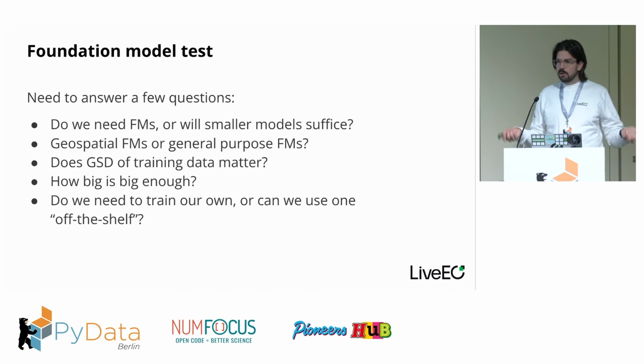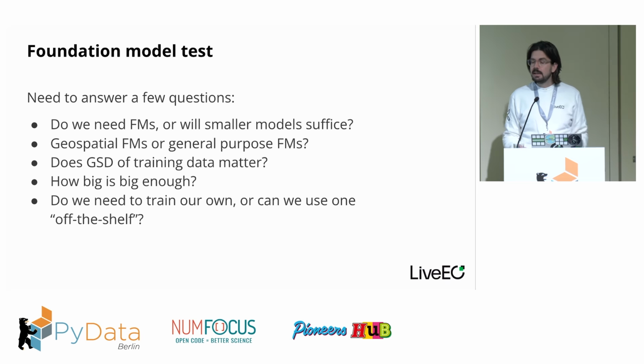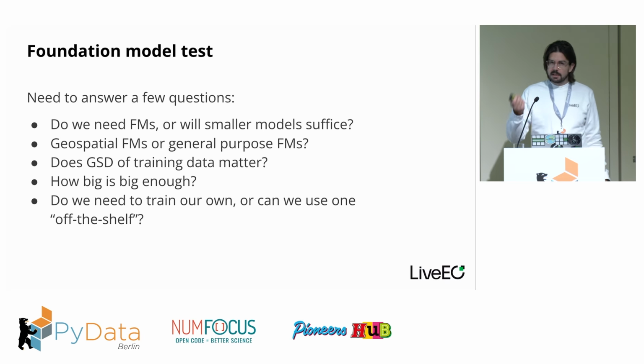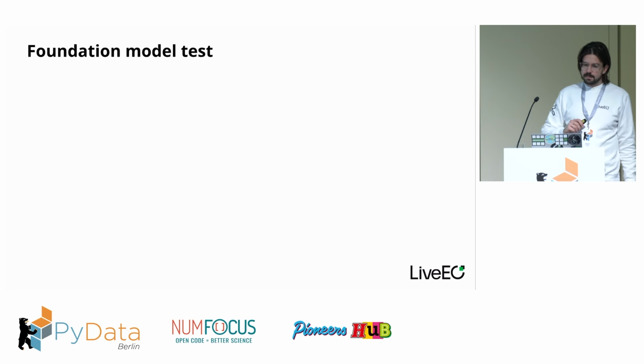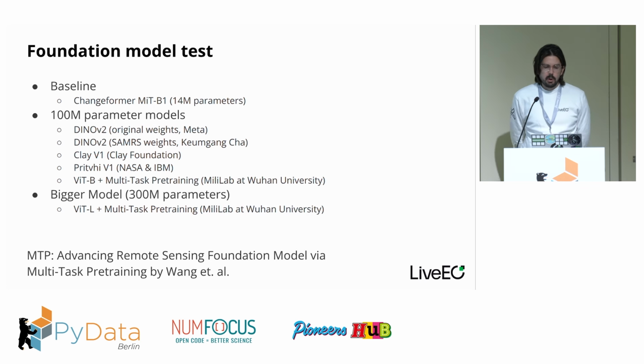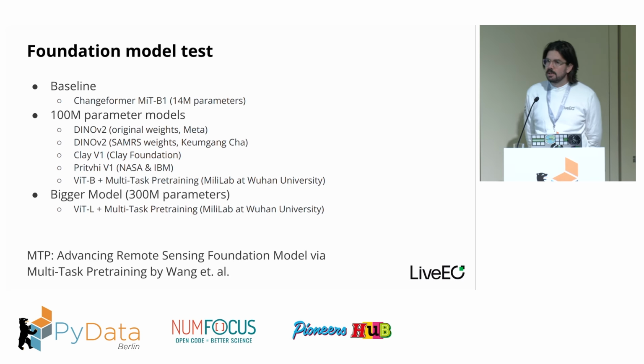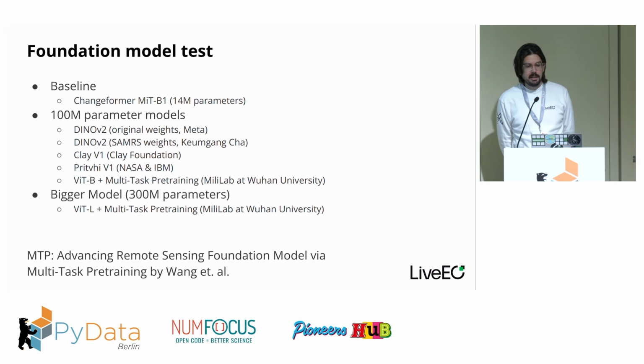Of course, if we don't have to go through all the hassle of training our own foundation model, that would be great. It saves us a lot of time and effort and money, and that's what we would prefer. But if we do need to train our own, we will. So we set up a little test here. We used a little baseline model, which is ChangeFormer, a small vision transformer coming in at about 14 million parameters, which in this day and age is tiny.